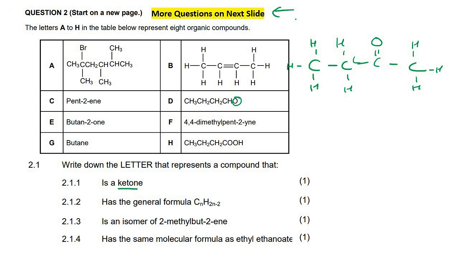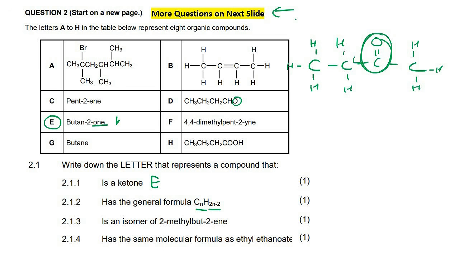When it's on the side, then it is normally, well done, an aldehyde. Whereas here we have an oxygen somewhere in the middle. So it's actually going to be E, because we should know that when you name a ketone, it always ends in the word O-N-E. So that's also in the word ketone. Okay, so write down the letter. It is E. Which substance has the general formula CnH2n-2?